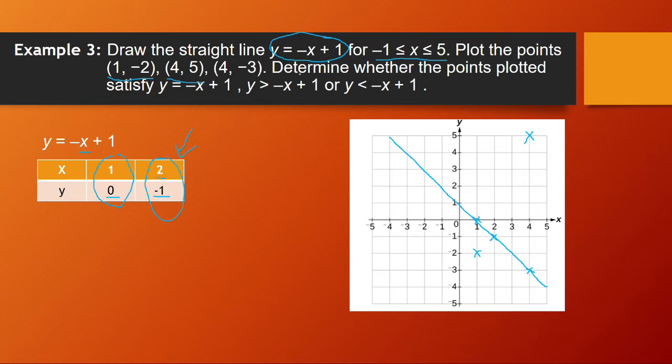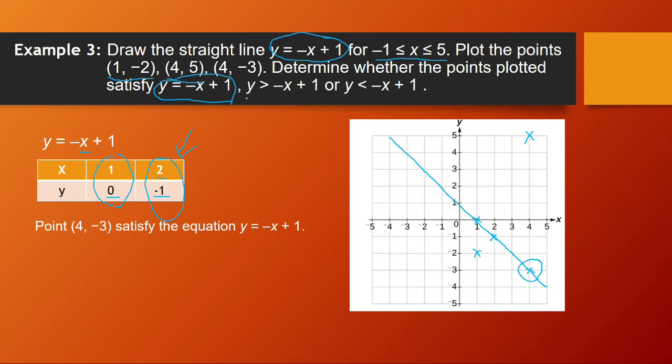Okay, so refer back to the question. Determine whether the points plotted satisfy y equal to negative x plus 1. If it satisfies y equal to negative x plus 1, like I've told you just now, the points will lie on the straight line. So we look for the point that lies on the straight line. This is the point. The coordinate is (4, negative 3), meaning that (4, negative 3) satisfies the equation y equal to negative x plus 1.